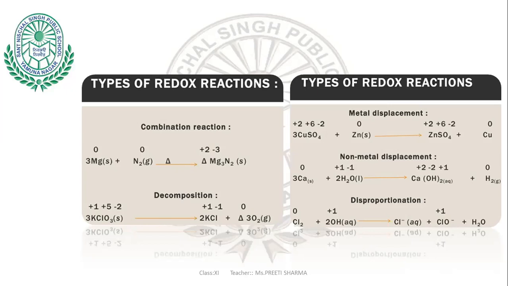So the question can be asked, how do the following ions undergo disproportionation, like ClO negative, ClO2 negative, ClO3 negative? So examples are given in the book, you can see.